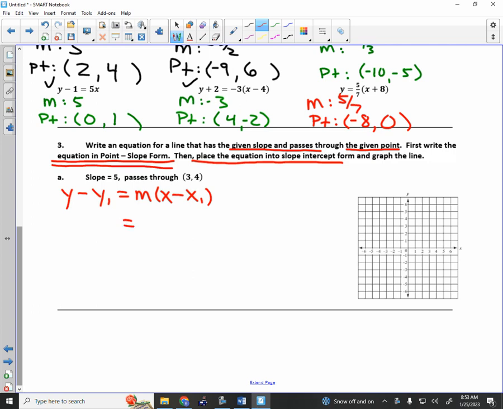So, obviously, I'm going to have a 5 where the m goes. Okay? And I'm going to have a y and an x. If it passes through 3, 4, is it going to be y minus 3, y plus 4, y minus 4? What's this part going to be here? Very good. The y value is 4, and it's a minus 4. Now you can understand why we did the exercise above, so we can predict that piece. And then it's going to be x minus 3. Okay? That's point-slope form.